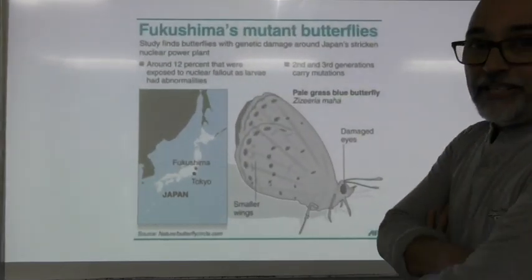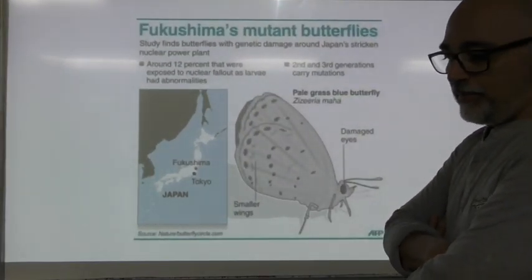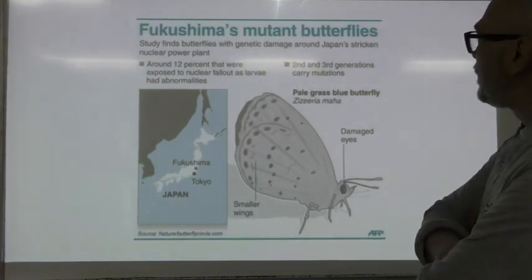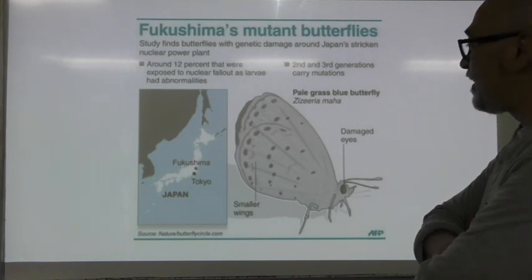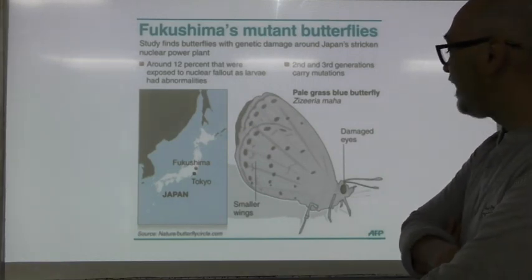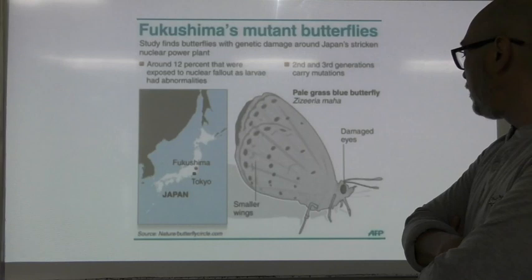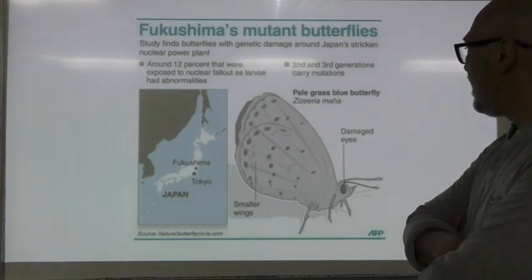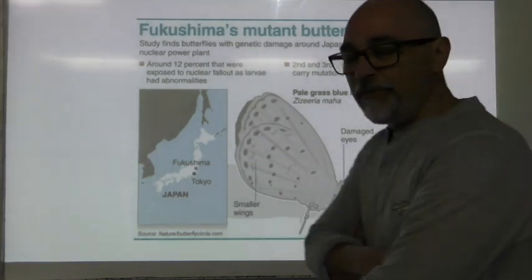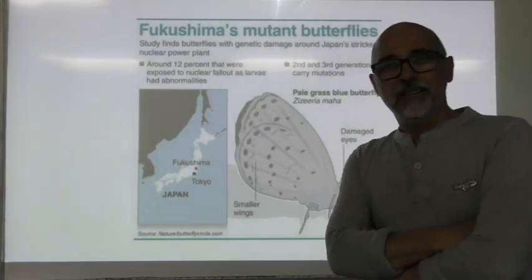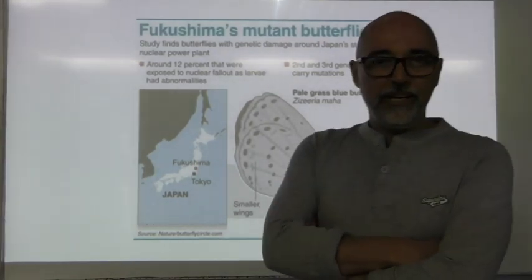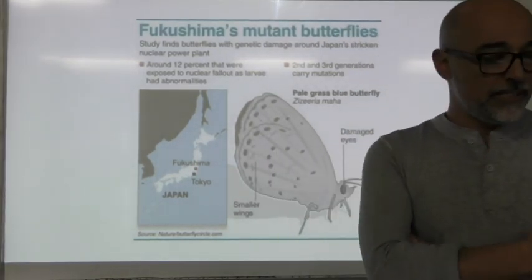Like mild radiation leads to mutations. And so there's apparently the Fukushima mutant butterfly. So the butterflies flying around, moving around, being exposed to the radiation, they tend to have smaller wings, they have damaged eyes, they are not forming properly. So there's lots and lots of little things that happen as a result of prolonged radioactive exposure.